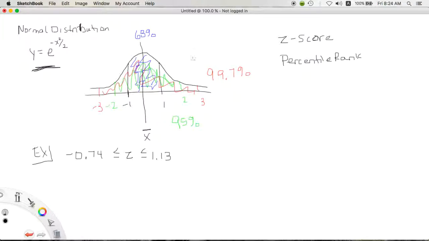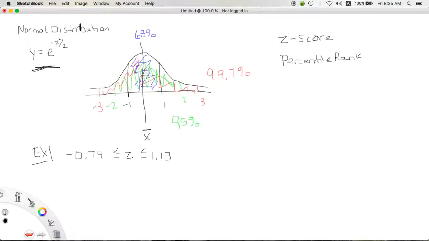So if you look on your chart on page 469, you'll see that it has the tens place down the left-hand column, and then it has the hundreds place across the top. So you'll go down to the 0.7 on the left, and then over to the 0.4 across. So you see that it's 0.2704, and you say, well, this says negative 0.74. Why would I be looking at that?